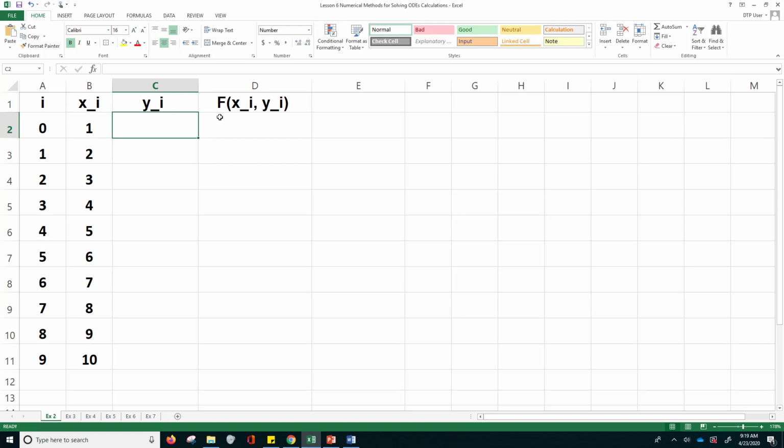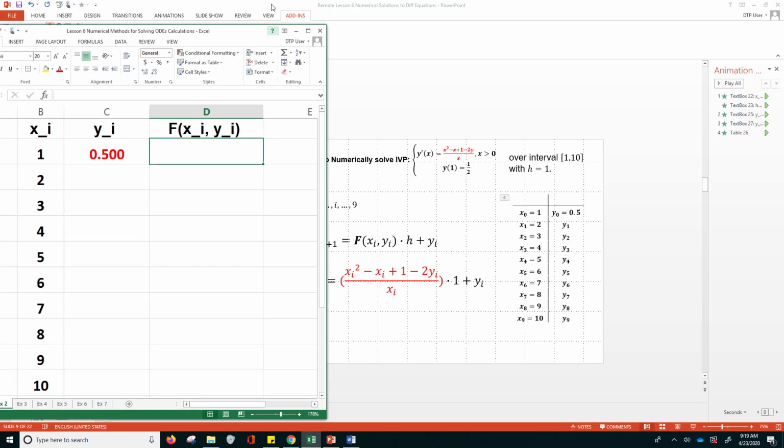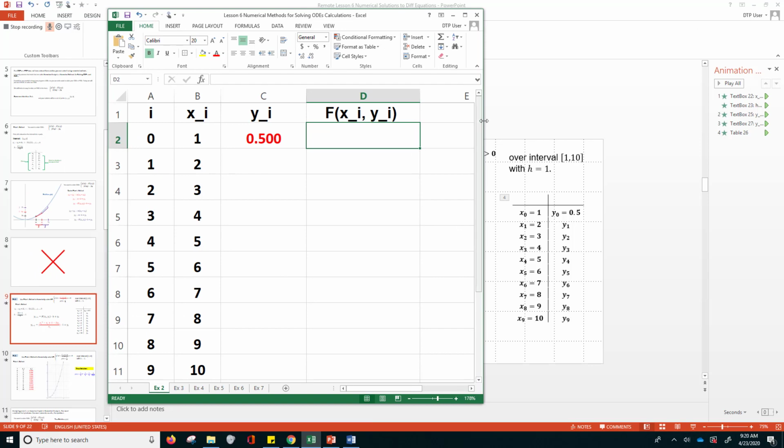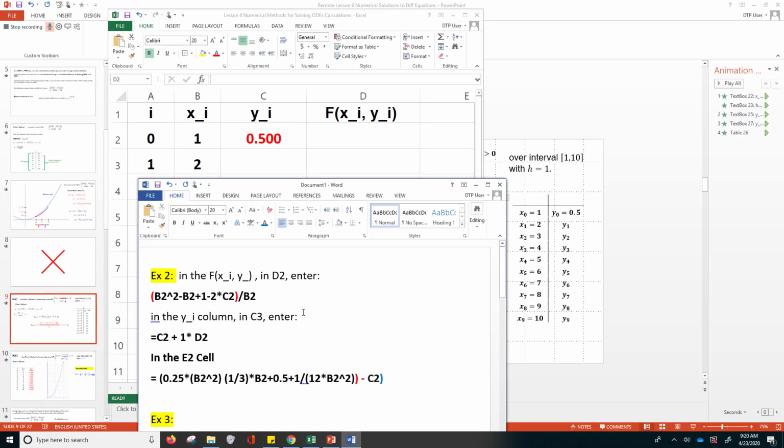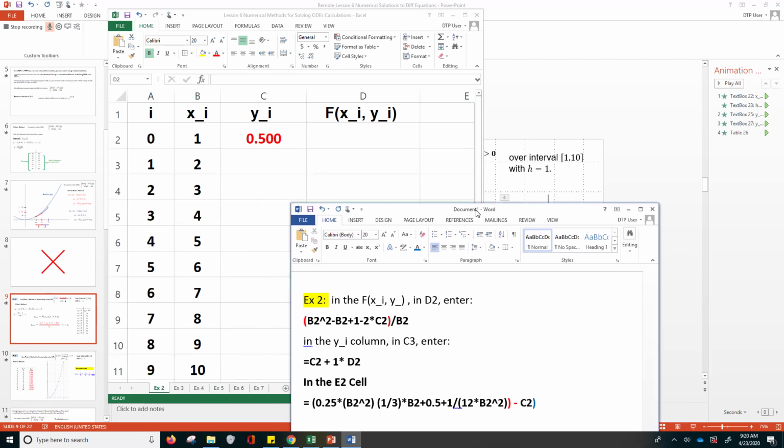All right, so now I know the first value of y, right? It's 0.5 or 1/2. Let's figure out the first slope. I wrote some code here already, so I don't have to come up with it in front of you. So the slope, if you remember, was x squared. In this case, the first value of x is B2. So B2 squared minus B2 plus 1 minus 2 times y. The first value of y is C2, divided by x.